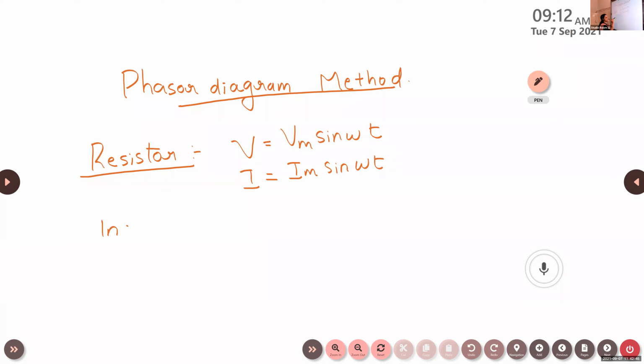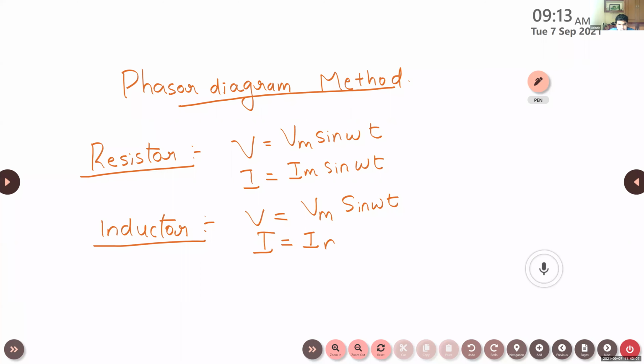Then in the case of inductor, V is equal to the same alternating source of voltage, V is equal to Vm sin omega t, but I is equal to Im sin omega t minus 90. That is, here the phase angle is given by omega t minus 90.